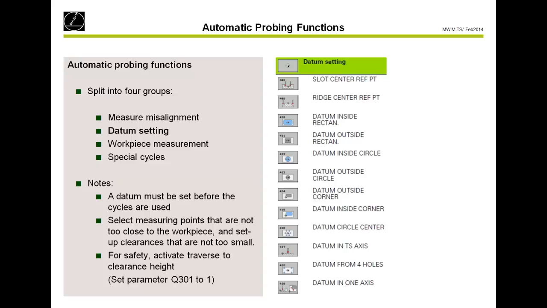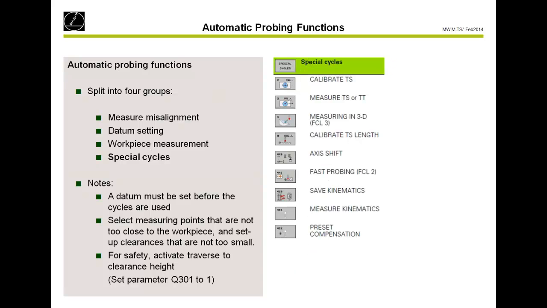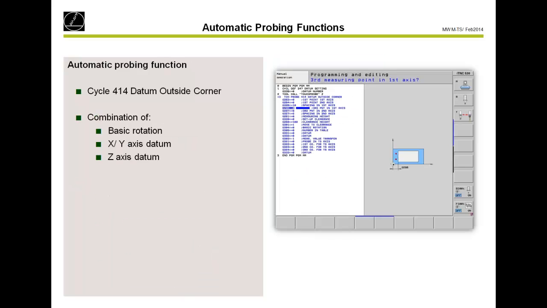And the next soft key is the datum setting, so for set datum. And we also have the workpiece measurement. And some special cycles for calibrating or save kinematics for KinematicsOpt, for example. For an automatic probing function, it is important that we now need to define all the values, what we did as a manual preposition. This must be defined now in a cycle.